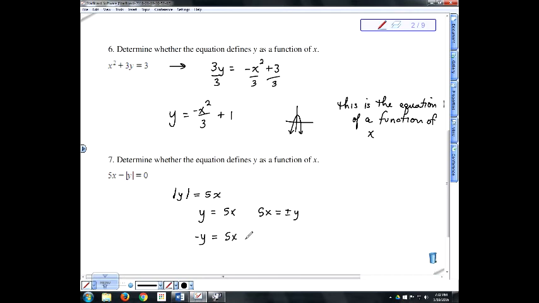Now this is a problem. If I plug in a number for x, 2 for example, so if I make a table of values, if I plug in the number 2 for x, 2 times 5 is 10. 10 is equal to plus or minus y, so plus or minus 10. So I plugged in one number for x, I got out two different numbers for y. This would not be the equation of a function.